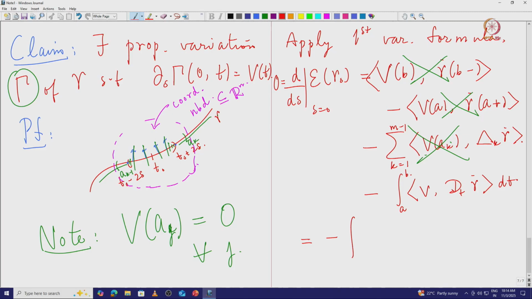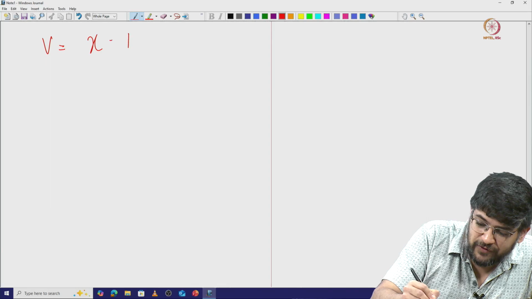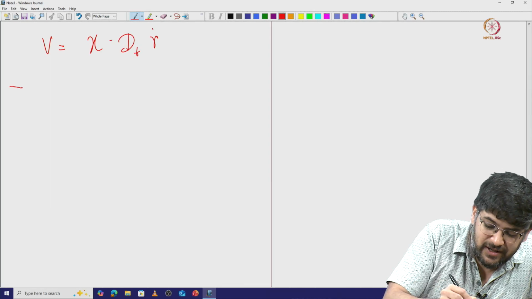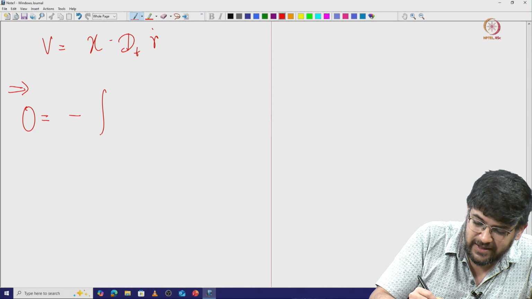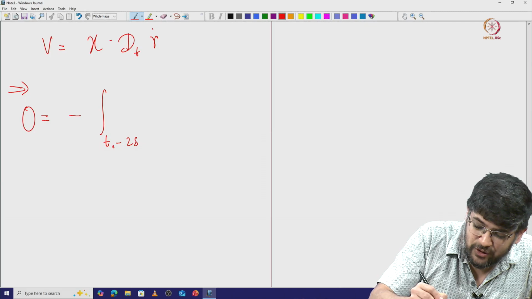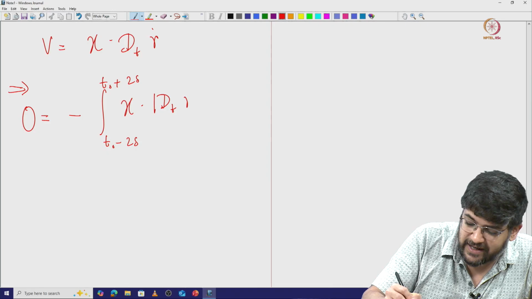So this is just going to be minus the integral from t naught minus 2 delta to t naught plus 2 delta. Okay, but now I just plug in what V is. So remember V was this cutoff function, the bump function times this, which means that we get this identity that 0 equals this integral times the intrinsic acceleration squared.